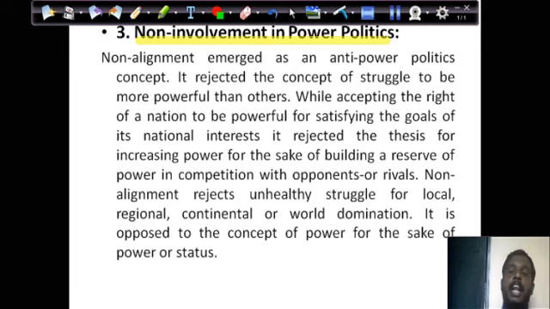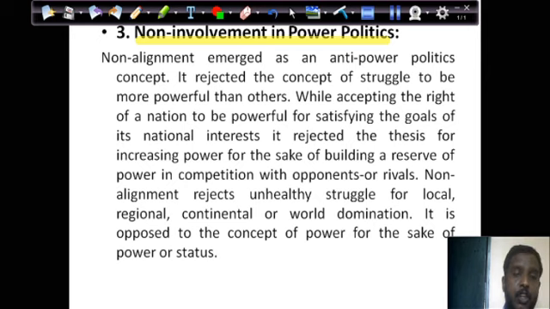Non-alignment emerged as an anti-power politics concept. It rejects the concept of struggle to be more powerful than others. So it is basically trying to say that we are not ready, we are not happy to involve in power politics. We try to stick on to our own developmental issues.